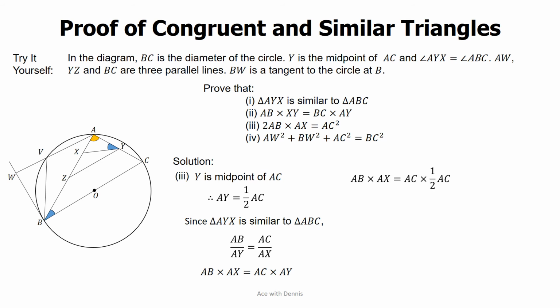Now we substitute AY with the equation AY equals half AC, and the equation becomes AB times AX equals AC times half AC. Rearrange this equation, we get 2AB times AX equals AC square. Hence proven.